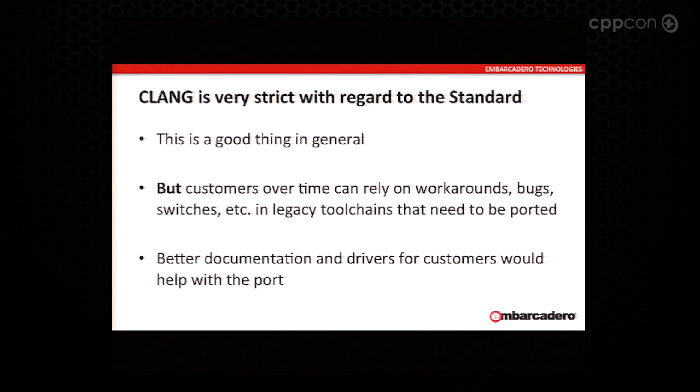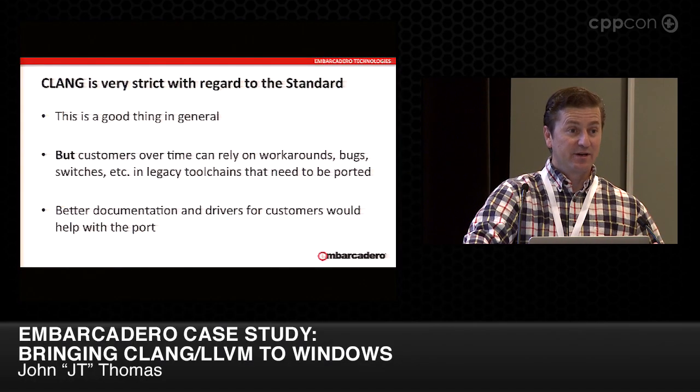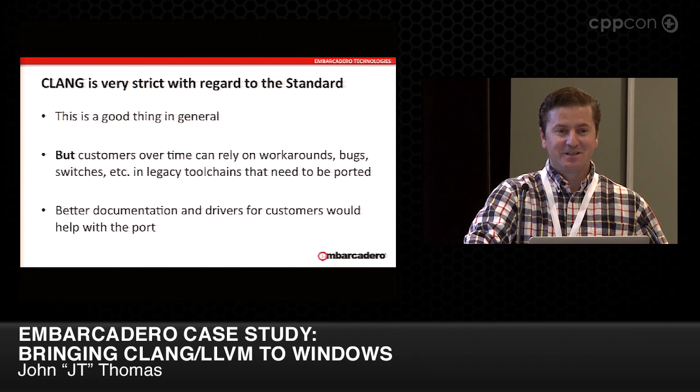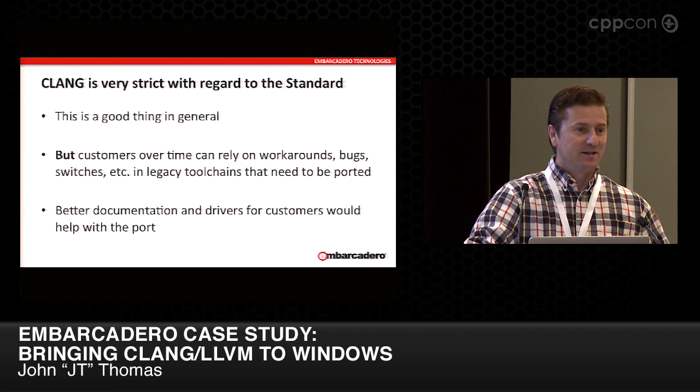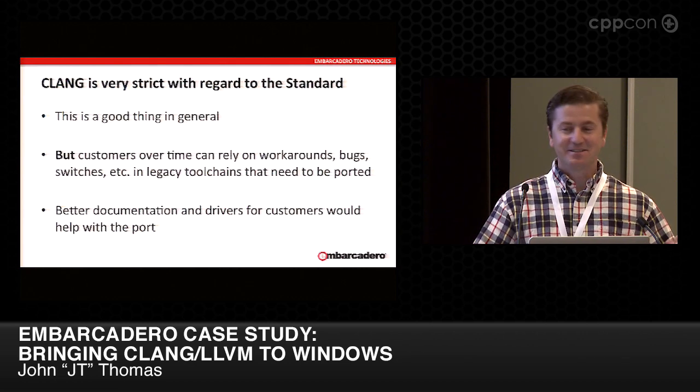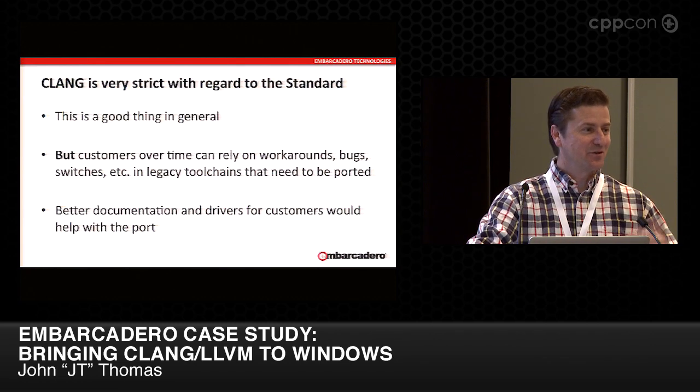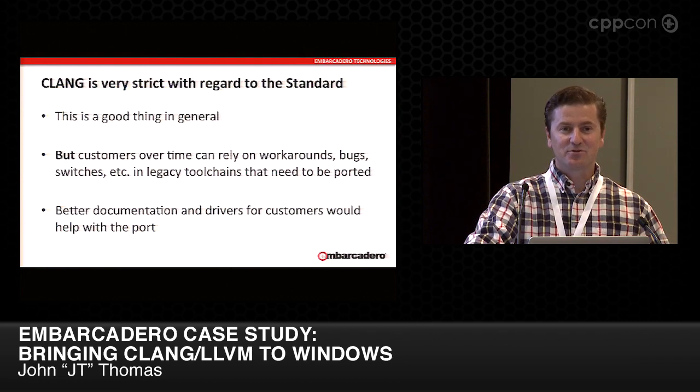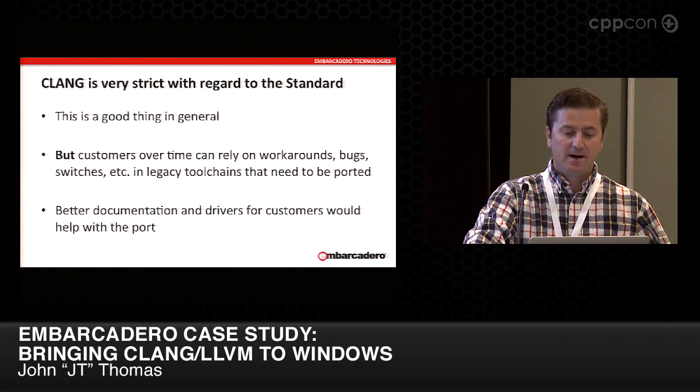One of them is that CLANG is very strict with regard to the standard. That's a good thing, right? Problem is, if you're bringing up a C++ code base that could be 20 years old, the developers are pretty crafty people. They're going to work around bugs. They're going to work around weird switches. They're going to do things that rely on what you present as the interface to the toolchain that probably shouldn't be done. I guess it's true of anything that you put out there that people can build upon. And they're going to find all sorts of corner cases and workarounds.